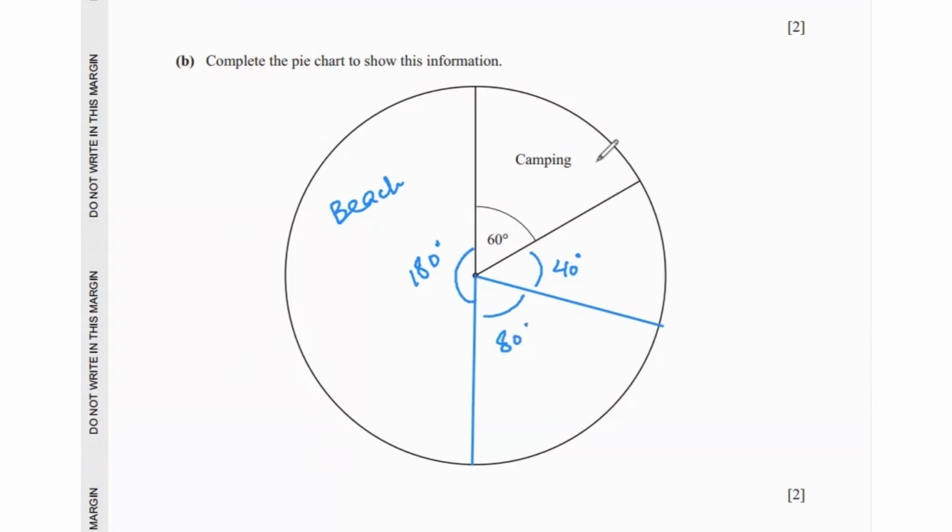But remember, you have to use a protractor to draw the pie chart. You can't guess the angles. You can't just freehand draw it and assume that this would be that angle, this would be that. They will not give you full marks. It needs to be accurate. So use a protractor, correctly mark the angles, measure them, and then assign the region to each type of holiday given in the question.